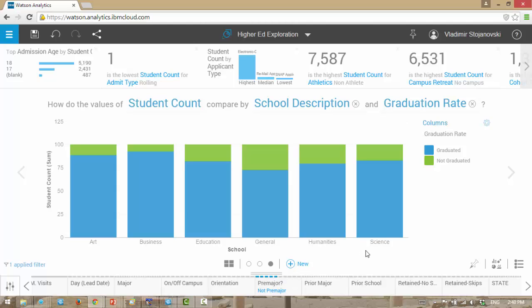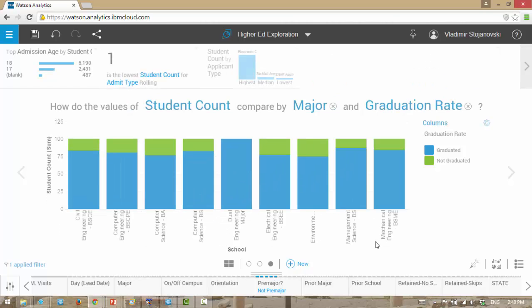While this looks better, I'm still concerned about the School of Science. So I'm going to want to dig deeper and understand which majors are actually not performing so well for this particular metric of graduation rates. I simply double click on Science, and that will drill down into the majors for that school.